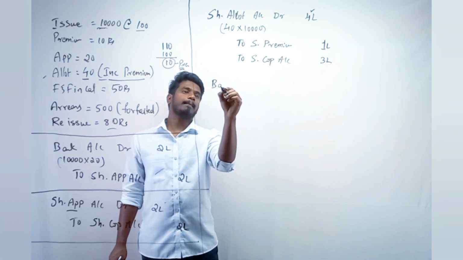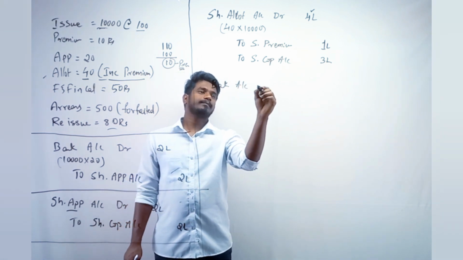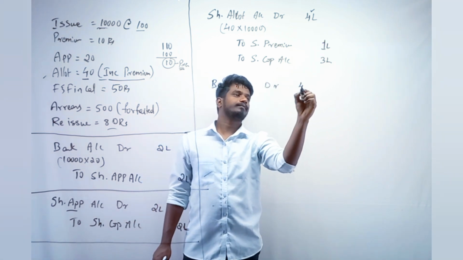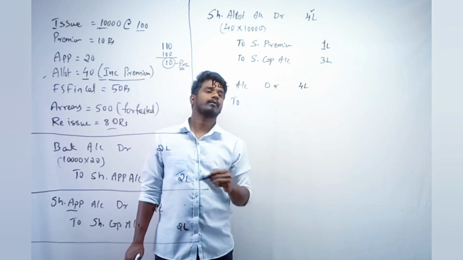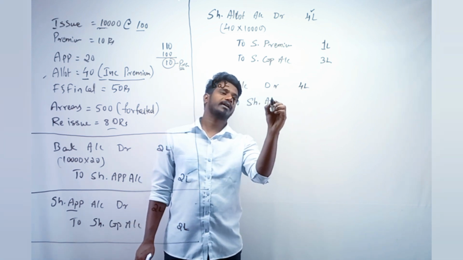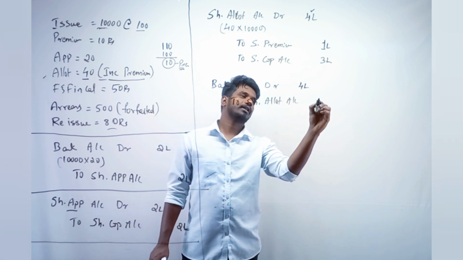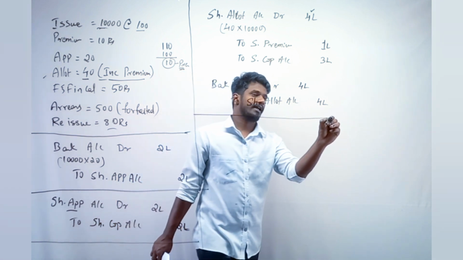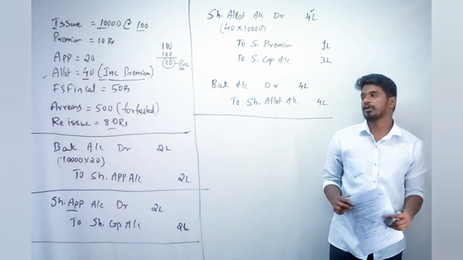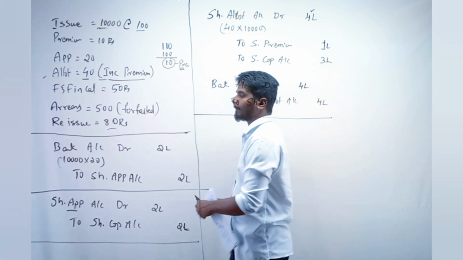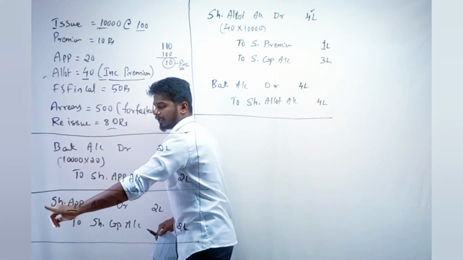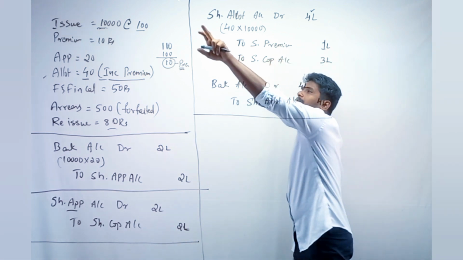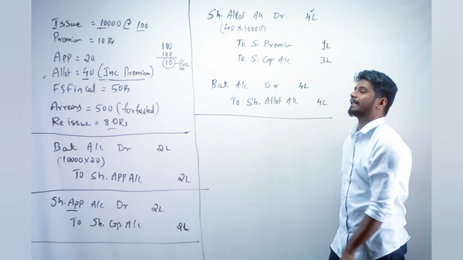Next entry will be bank account debit. How much? Total 4 lakh, to share allotment account. It is 4 lakh on the credit side too. So shall I explain these two entries? First thing, why we are writing the bank entry and next we are transferring to share capital, and here we are making a due entry and we are receiving the amount.